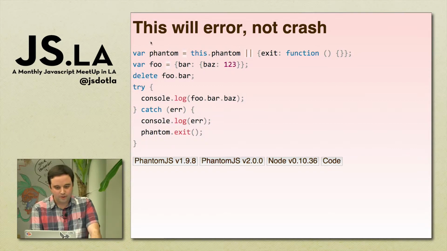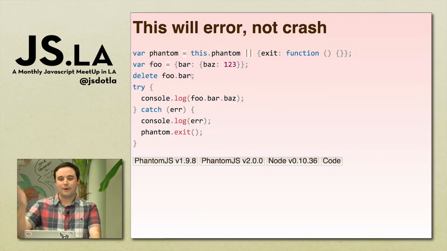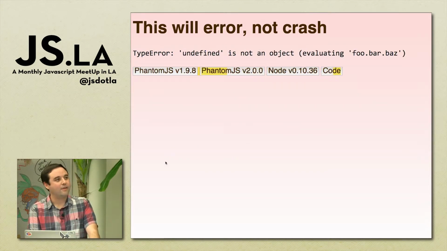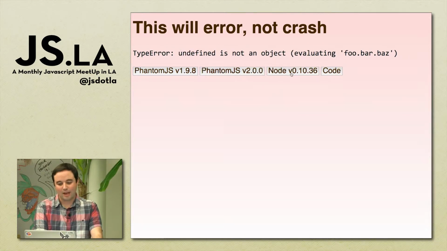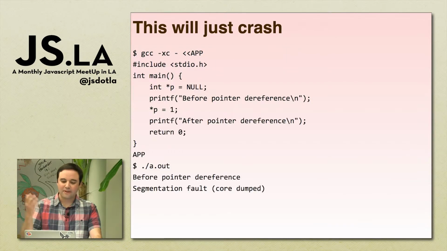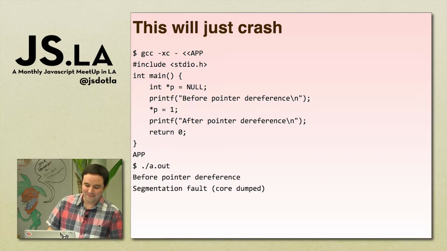So we're just creating some object foo. It has some object bar that has some value baz, we delete bar, and then we try to access it. The runtime is going to throw up an error that you can do something with. And this is type error. I think we've all seen it. It's the same no matter what you're running. And that's different from what will happen in C. Yes, I'm showing C during a JavaScript talk.